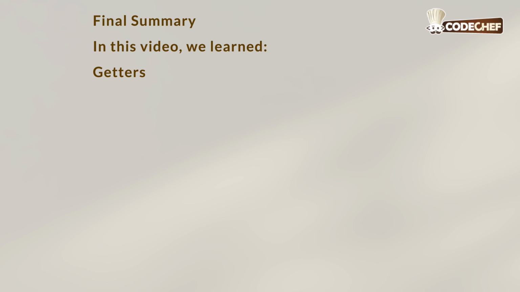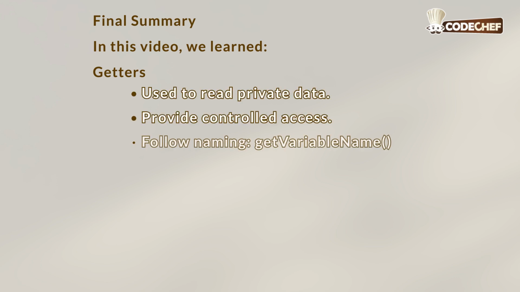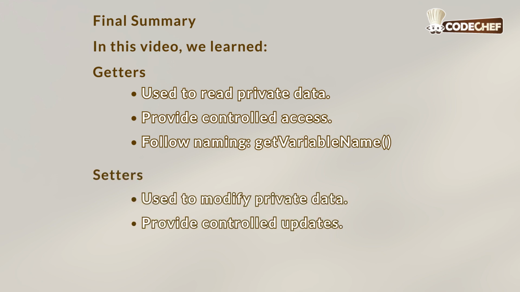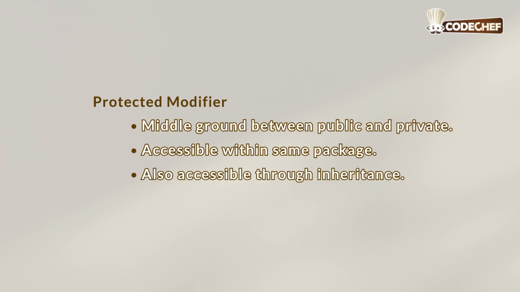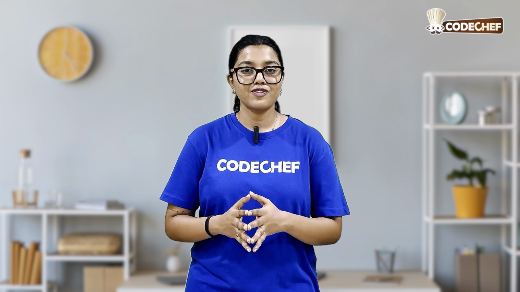So in this video we've learned that getters are used to read private data and provide controlled access. They follow the naming of get plus variable name. Setters are used to modify private data, provide controlled updates, and follow the naming of set plus variable name. The protected modifier is the middle ground between public and private, and it is accessible within the same package and also through inheritance. Practice the examples we've learned today.